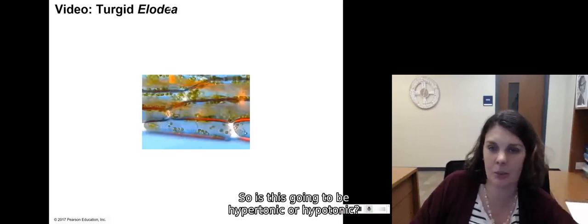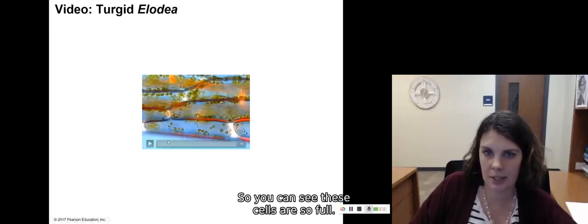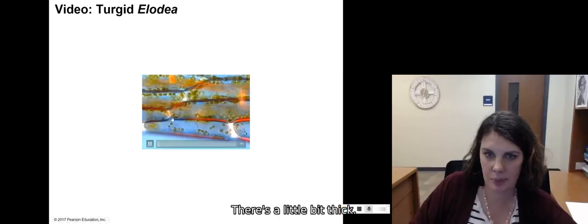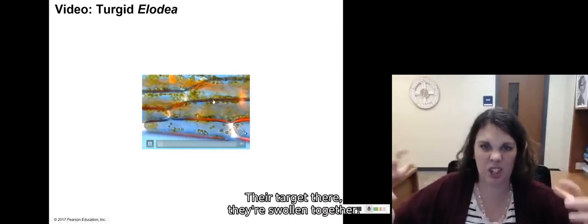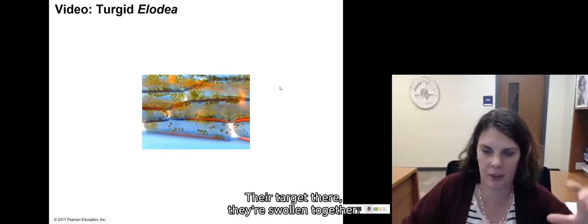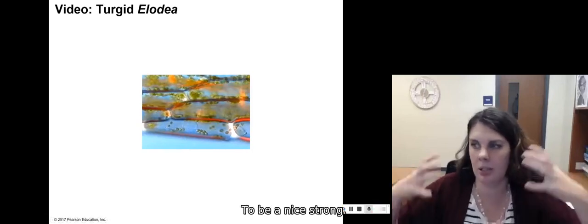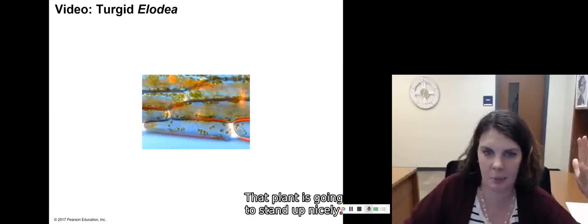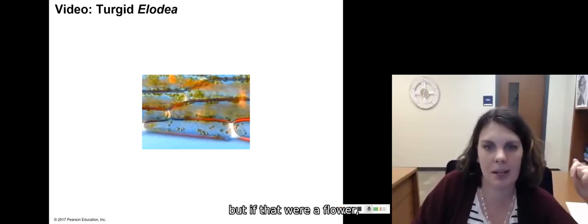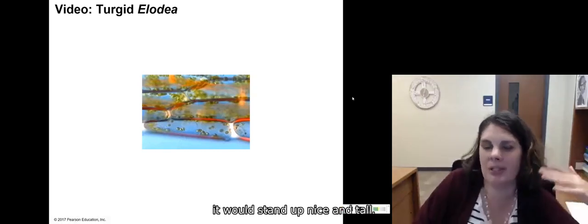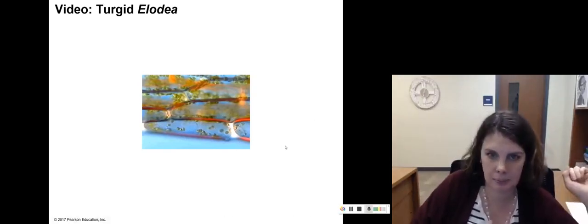Here is a turgid cell. So is this going to be hypertonic or hypotonic? So you can see these cells are so full. They're a little bit thick. They're turgid. They're swollen together to be a nice strong. That plant is going to stand up nicely. Well, elodea is not going to, but if that were a flower, it would stand up nice and tall.